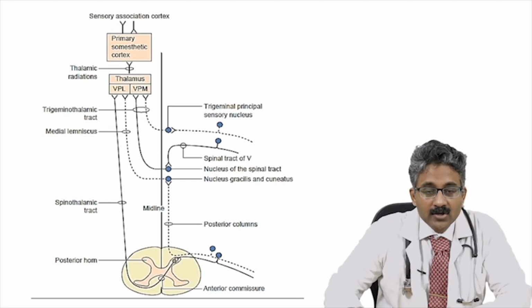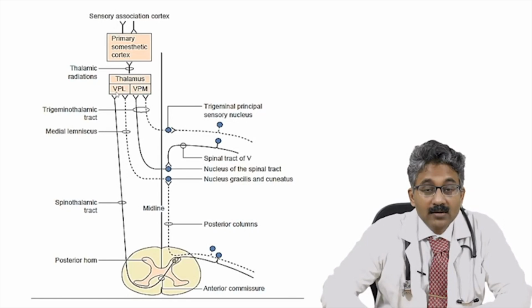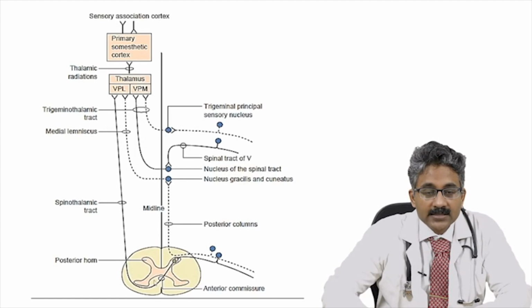The second order neuron crosses in the spinal cord, and after crossing near the central canal, it ascends as the spinothalamic tract. You can see the spinothalamic tract ascending, and it synapses in the ventral posterolateral nucleus of the thalamus. From the thalamus, the fibers are projected to the sensory area of the cortex, the sensory association area. So this is one tract, the spinothalamic tract, which crosses within the spinal cord.